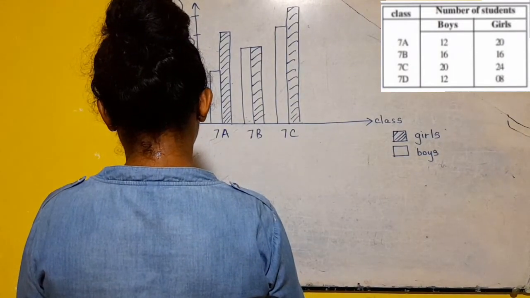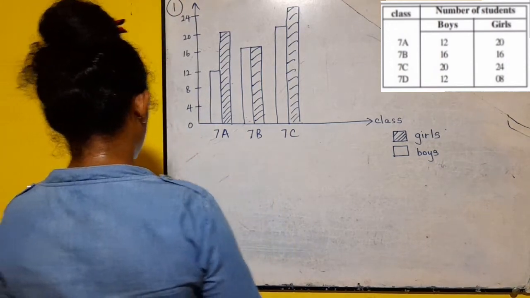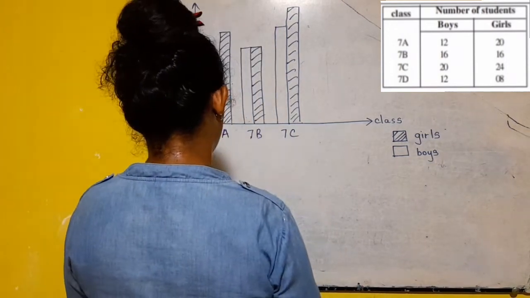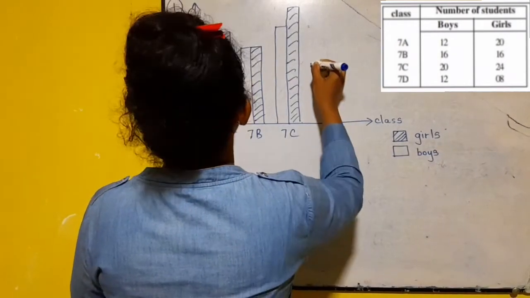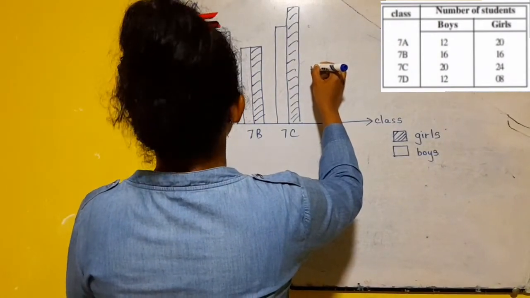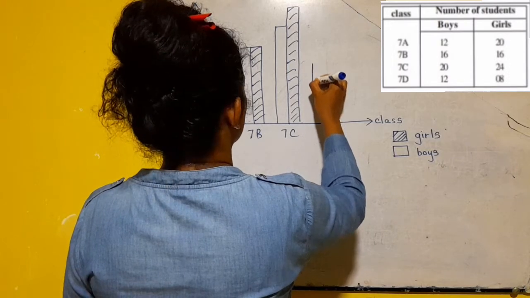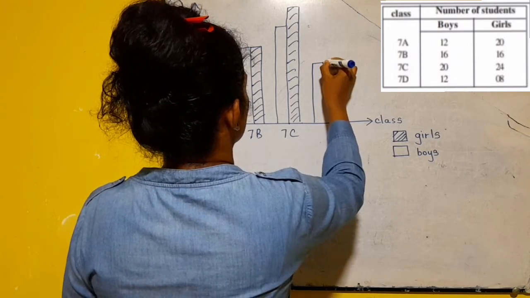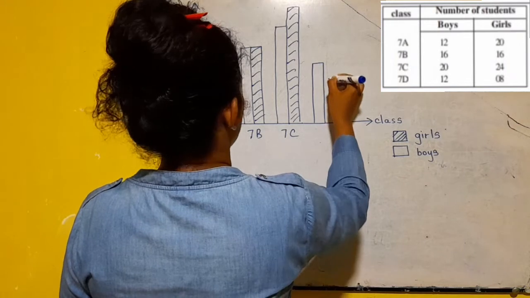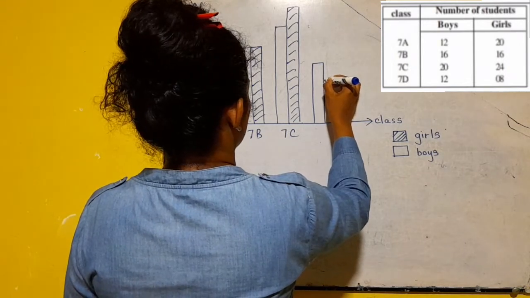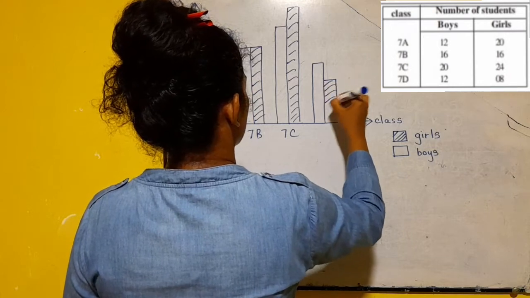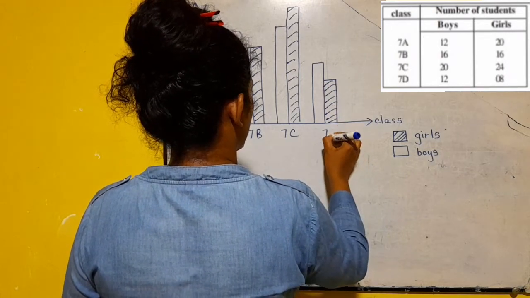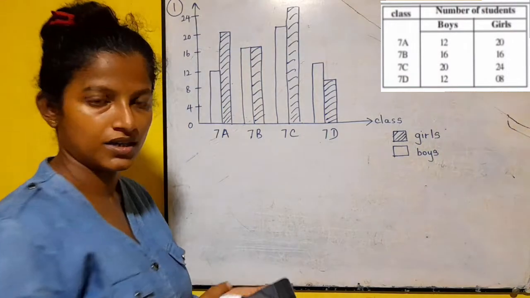Then for 7D, 12 boys and 8 girls. This is for 7D. This is the way you are marking that.